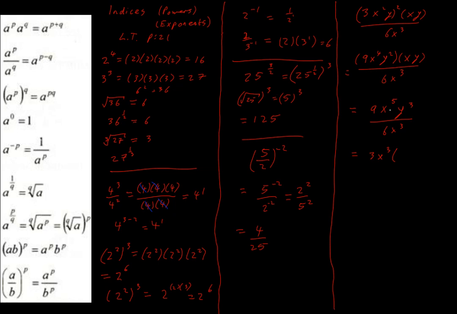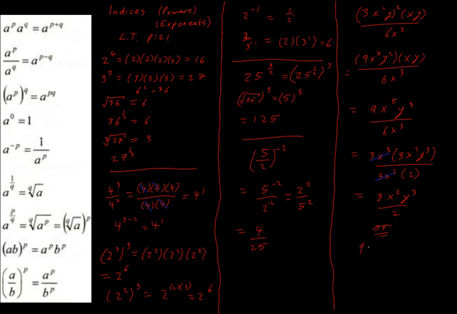What do I need to multiply 3x cubed by to end up with 9x to the power of 5 y cubed? 3x squared y cubed, and 3x cubed on 2. So I divide out what is common top and bottom, and I'm left with 3x squared y cubed all over 2.